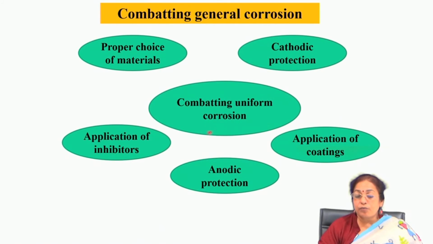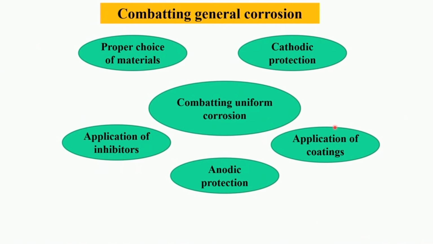You can also apply coatings. Different types of coatings are available, maybe barrier coating or sacrificial coating. Different coatings are available in practice which can combat corrosion to a large extent, and also by anodic protection you can reduce the probability of corrosion.